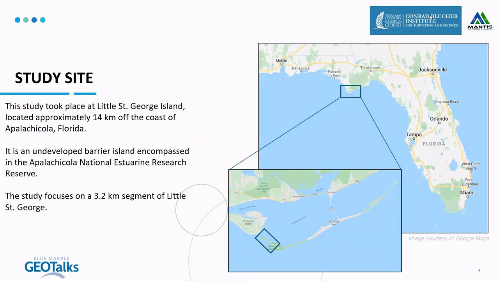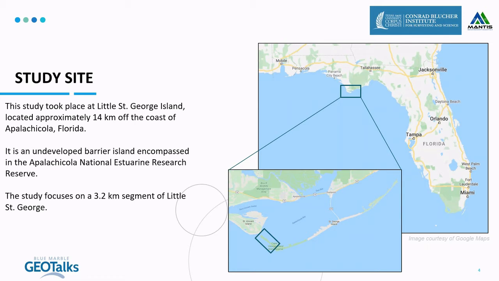And this is the study site. The study takes place at Little St. George Island, and this is one of two barrier islands encompassed in the Apalachicola National Estuarine Research Reserve. And we're working very, very closely with them and trying to figure out what best suits their needs in the future for data-driven decisions to help conserve that environment.